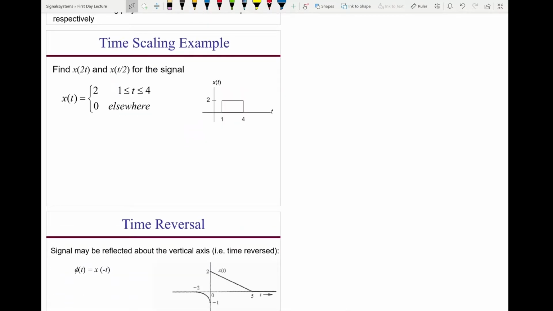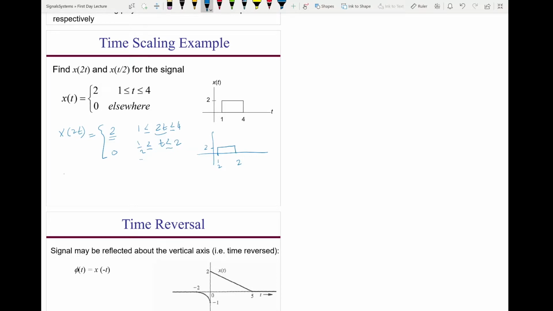For example, here, the old signal, if I want to find what is x of 2t. Again, wherever I see t, I replace it by 2t. So this is 2, and here I have 2t for 0. And I want this to be just t, so I divide by 2, so this will be t, and this will be 2, and this will be half. So the new signal will be equal to 2 from half to 2. So that is half, and that's 2, and the amplitude is 2.